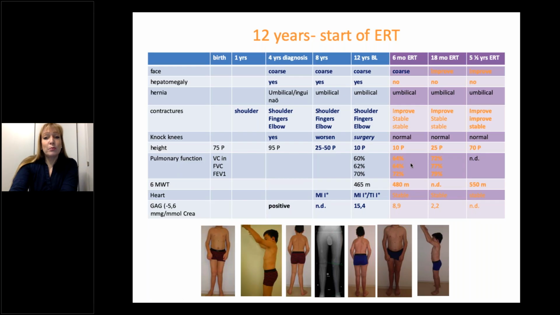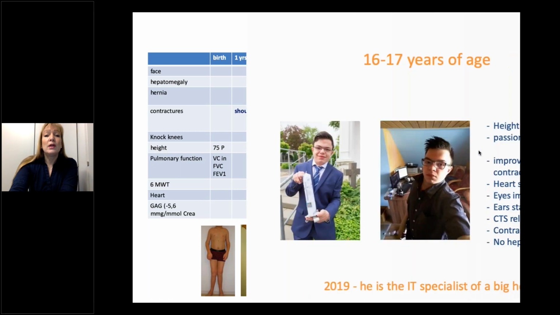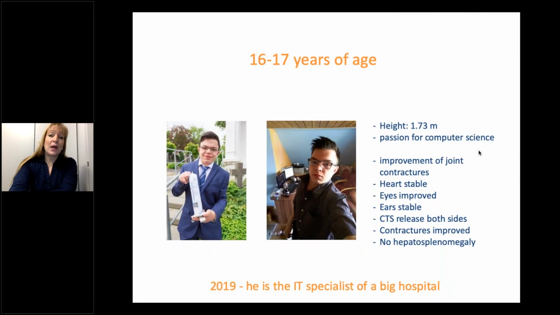But the most important for him, and this is what is seen here, is the height. He was born on the 95th percentile. He dropped down up to 12 years on the 10th percentile of growth. And then after 5.5 years on treatment, I will show you the pictures very soon, he was on the 70th percentile again. So he was growing up to normal. And here you see him between 16 and 17 years of age.